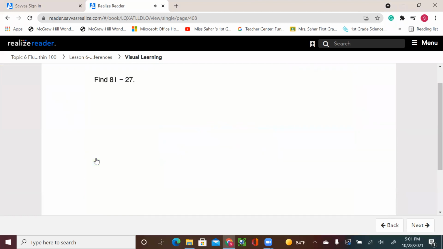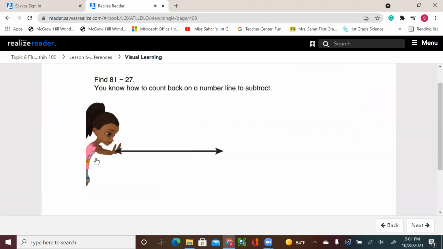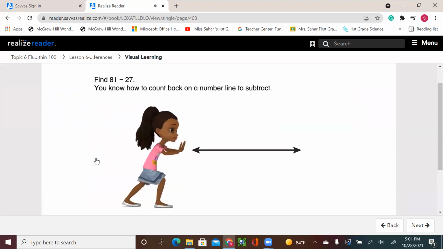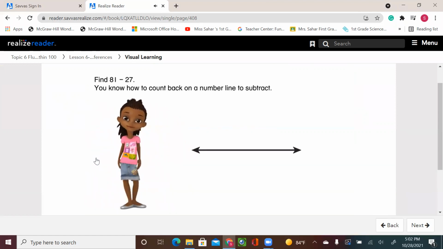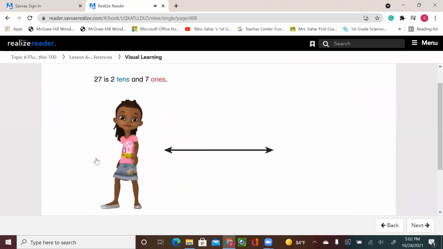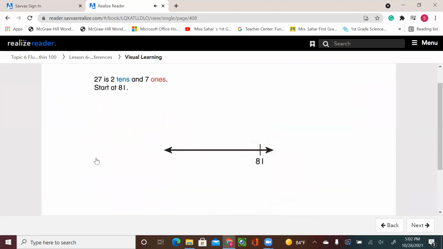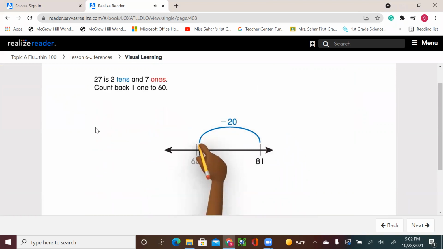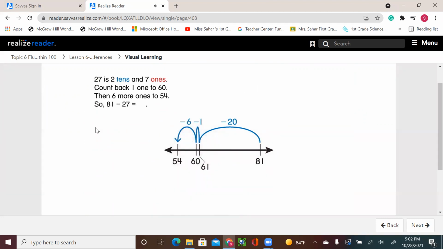Find 81 minus 27. You know how to count back on a number line to subtract. 27 is 2 tens and 7 ones. Start at 81. Count back 2 tens to 61. Count back 1 one to 60. Then 6 more ones to 54. So 81 minus 27 equals 54.